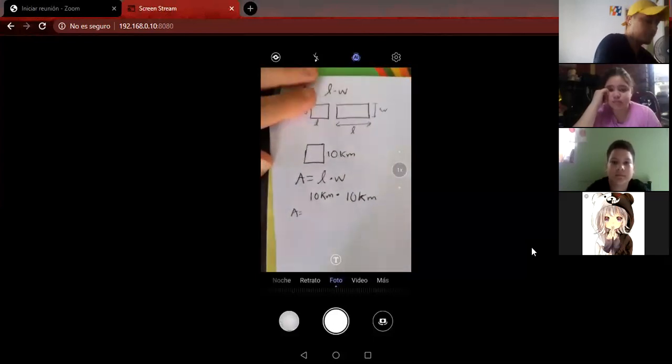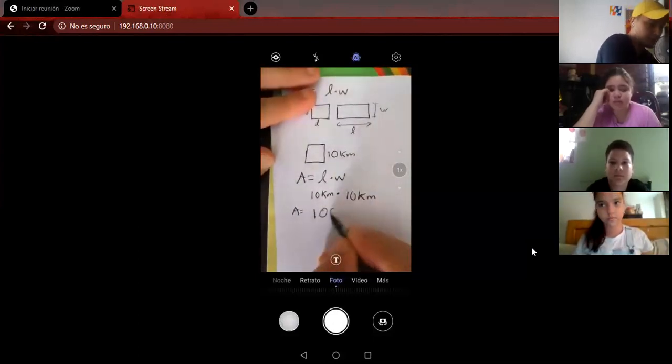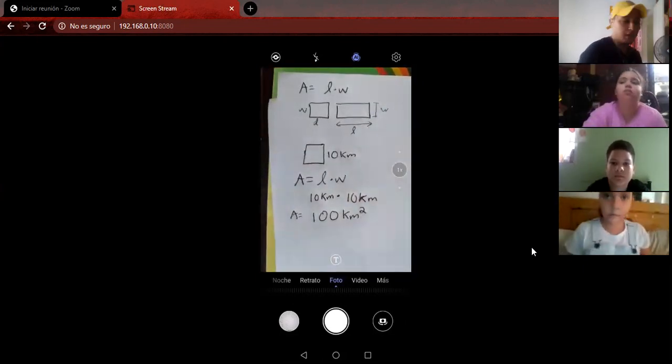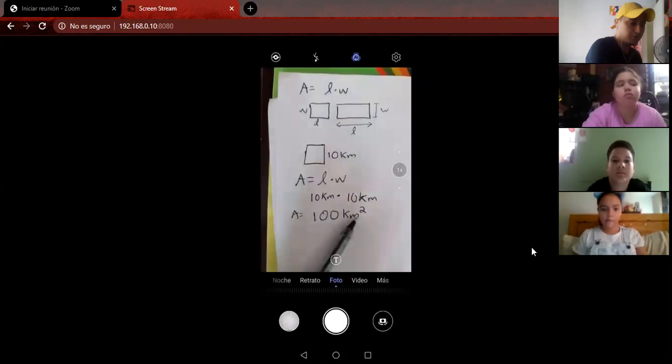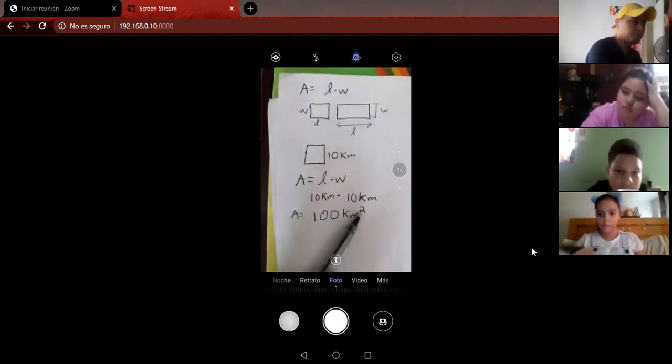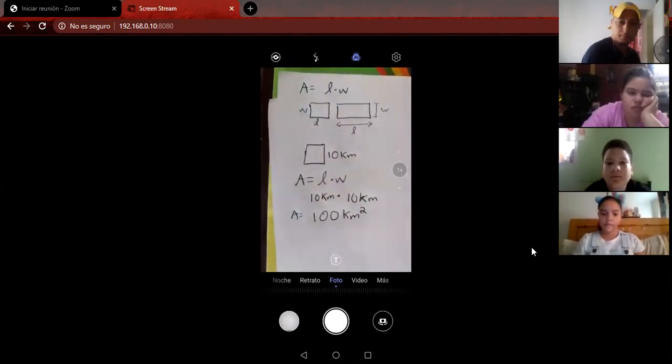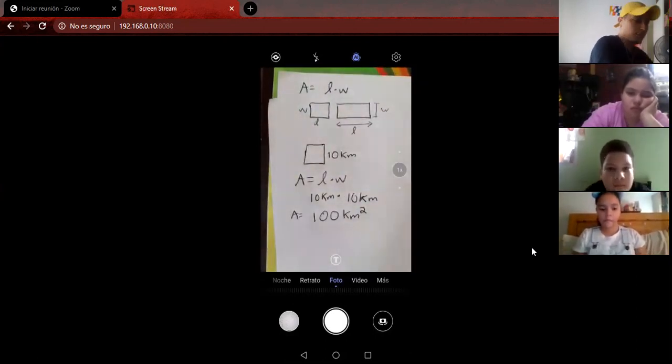It's 100. So I'm going to put 100 kilometers square. In area, I need to put a little 2. When I'm working with area, I need to put a little 2. That means area. What I did over here, I'm just multiplying 10 times 10. Kilometers square.